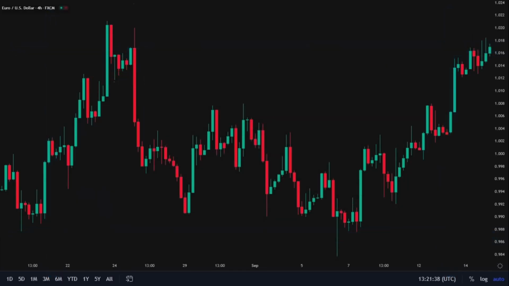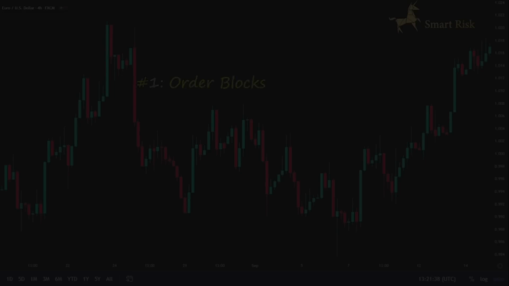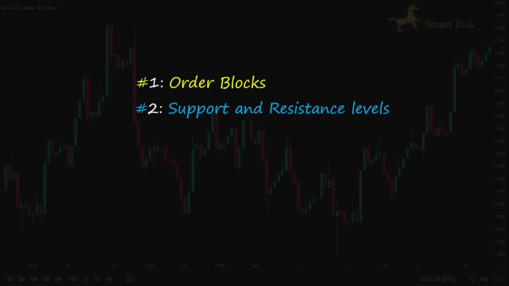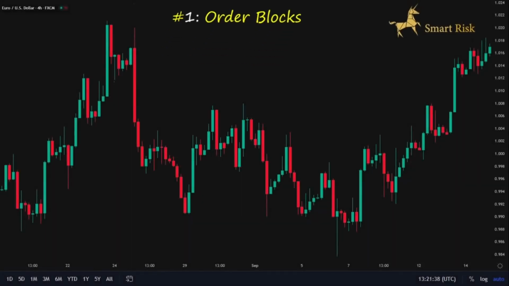What does that mean exactly? Where can we find inducements? Most of the time, inducement appears at these specific points and zones: order blocks, support and resistance levels, swing highs and swing lows, trend lines. So let's start with the order block.